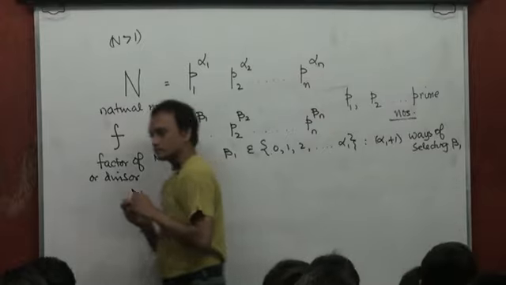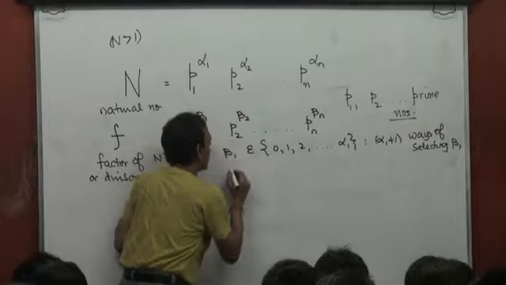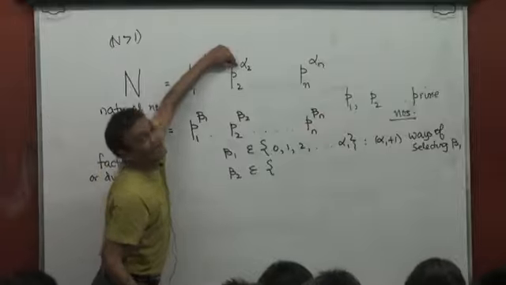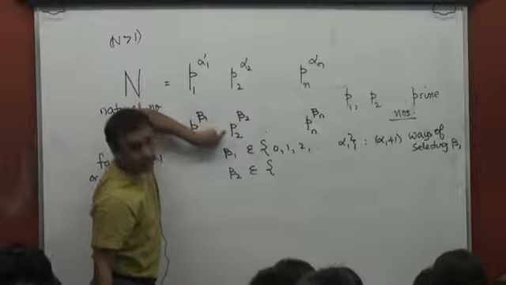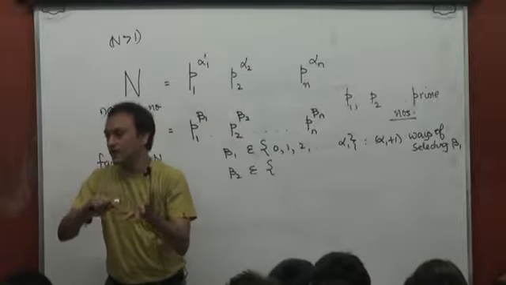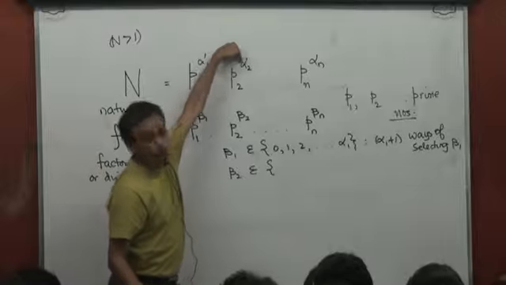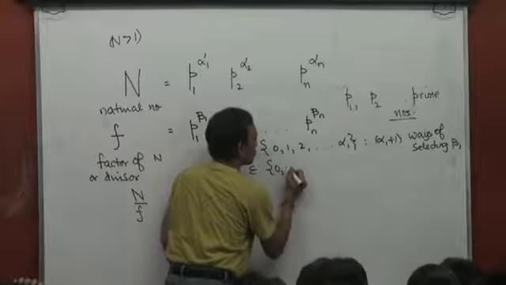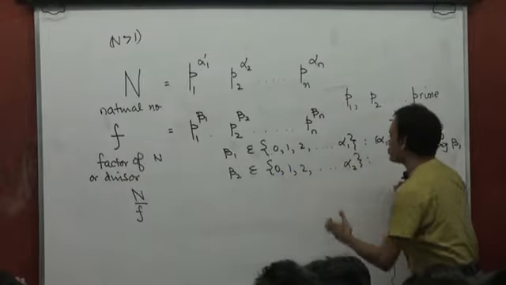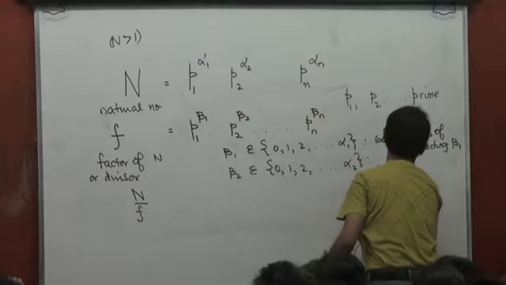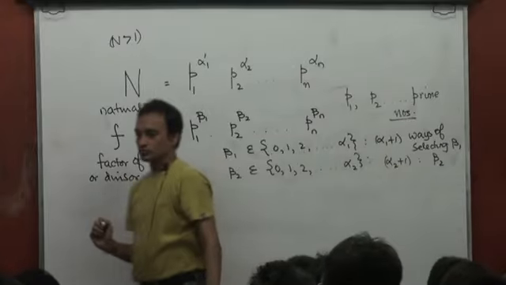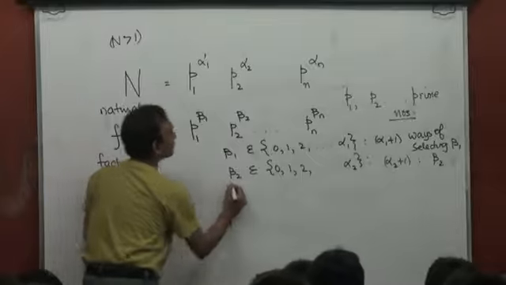Is it not? Okay. Beta 2 again can assume values, it cannot exceed alpha 2 because this by this has to be an integer. So beta 2 cannot exceed alpha 2. So beta 2 will assume values like 0, 1, 2, 3 up to alpha 2. How many ways of selecting beta 2 therefore? Alpha 2 plus 1 ways of selecting beta 2. Is that alright?